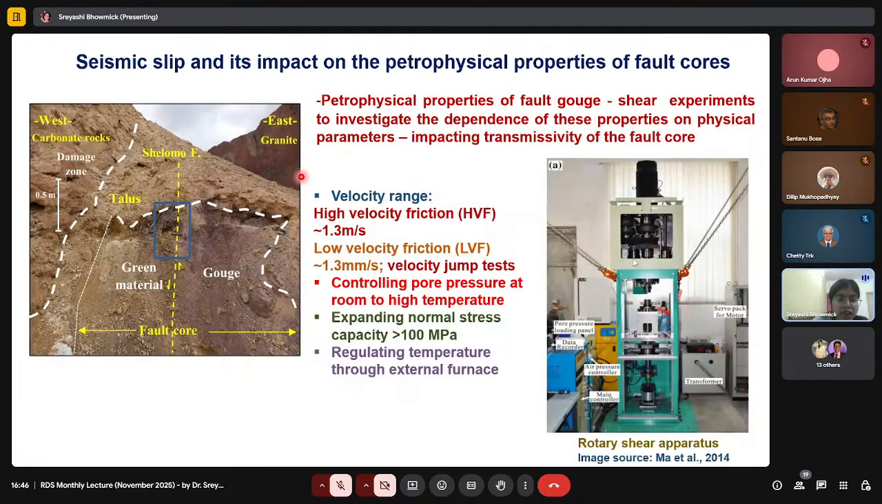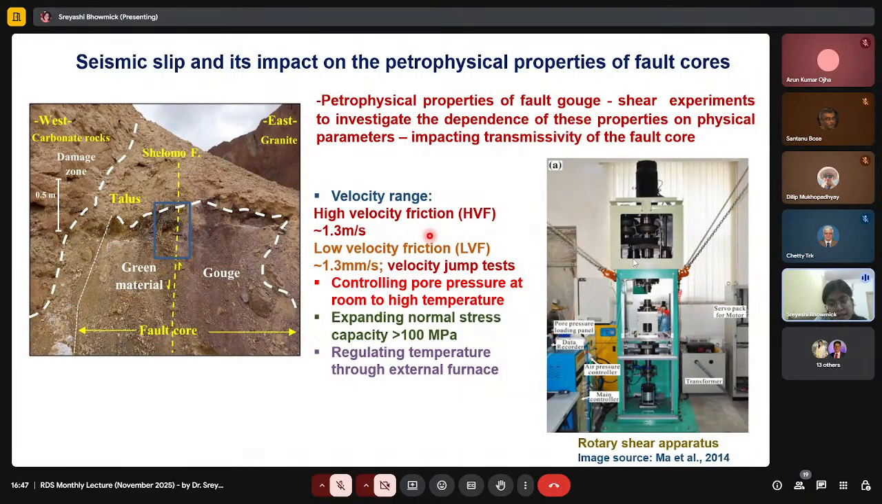Apart from this, we also perform experimental simulation to understand seismic slip and its impact on the petrophysical properties of fault cores. Usually these slip experiments, shear experiments, are performed using the rotary shear apparatus. This gives us an added advantage to regulate the temperature through an external furnace. We can also increase the normal stress. We can control the pore pressure. And most importantly, we can change the slip rates. So experiments can be performed at both high slip rates and low slip rates. This enables us to understand the transition between seismic and aseismic slip, which I was talking about.